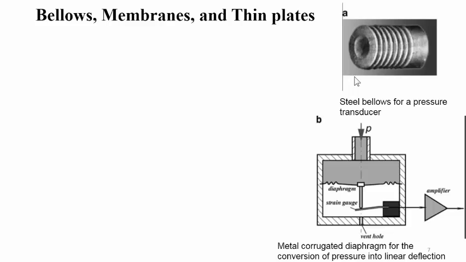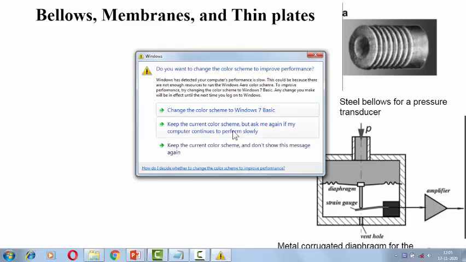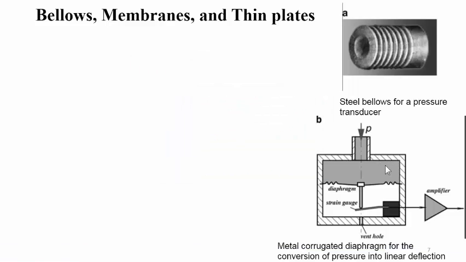Figure A shows the steel bellows for the pressure transducer, and figure B shows the typical arrangement which consists of a metal corrugated diaphragm. Here we can see the corrugated diaphragm is fixed inside the arrangement, and the central part of the diaphragm is connected to a stud or rod, and this rod applies the pressure to the strain gauge which is located at the bottom.